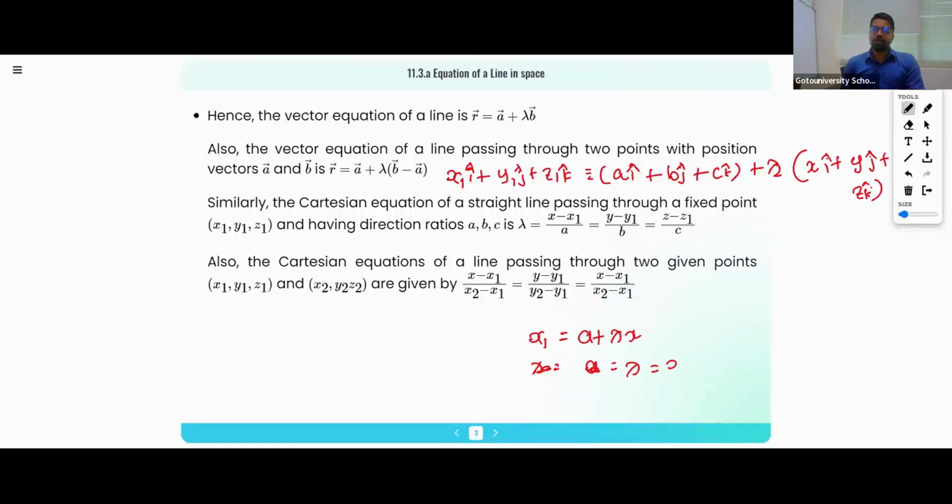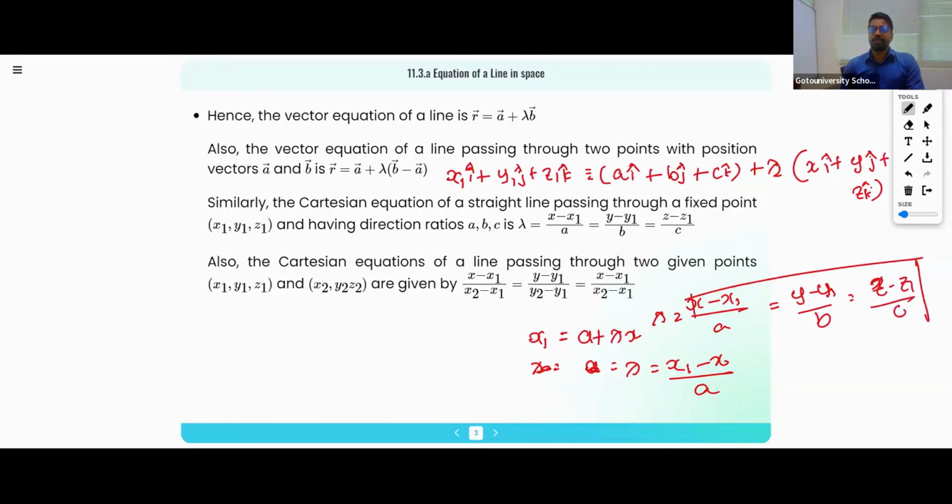Lambda will be equal to what? (x1 minus x)/a, or we can also write (x minus x1)/a. Similarly, the same lambda will be equal to (y minus y1)/b, which will be equal to (z minus z1)/c. So that is how the equation of a line comes. This is the vector form of an equation, and this is the Cartesian form of an equation. So you can use either.